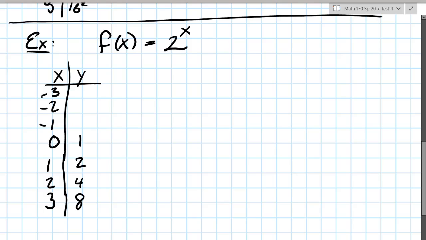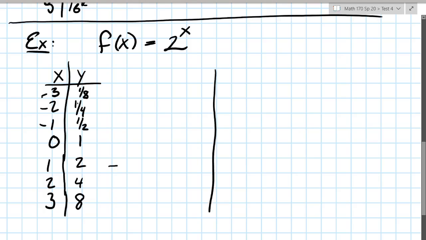Now, what about 2 to the -1 power? What did we say? That was one of our properties. That negative brings us down to the denominator. So this is 1 over 2. Okay, what about 2 to the -2? That's 1 over 2 squared, which is 1 over 4. And then 1 over 2 cubed is 1 over 8.